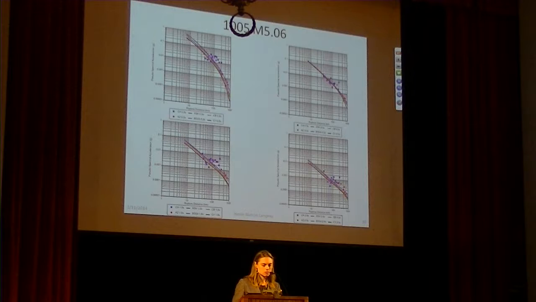The main point of these figures is that the models are fitting the data, the earthquakes as recorded in California and in Arizona, very well. These are different periods. This is 0.2 seconds. This is 0.5 seconds. This is 1 second. And here we have 2 seconds.